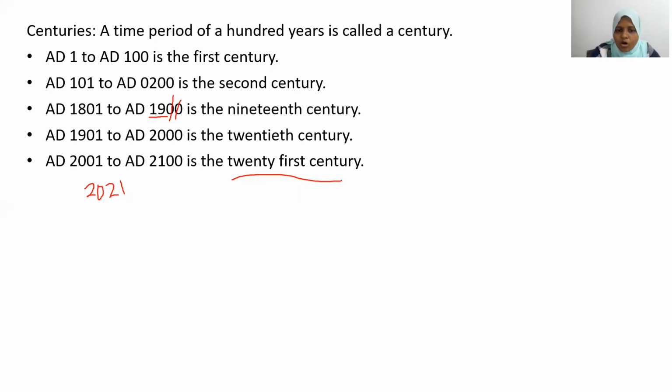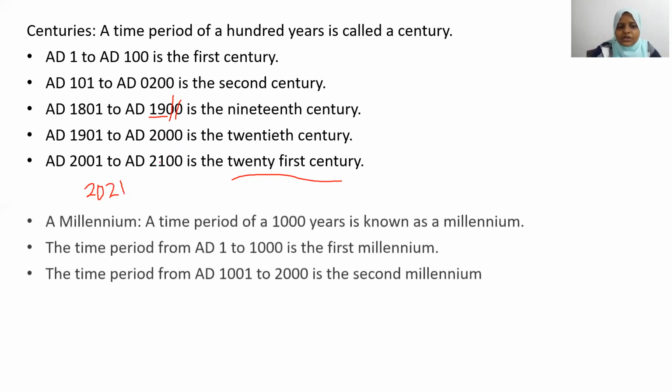So if you were born after 2001, you are a 21st century baby. Remember like that. But if you were born before that, say between 1901 and 2000, if you were born between these years, you are in the 20th century. Okay, so that is how you check.